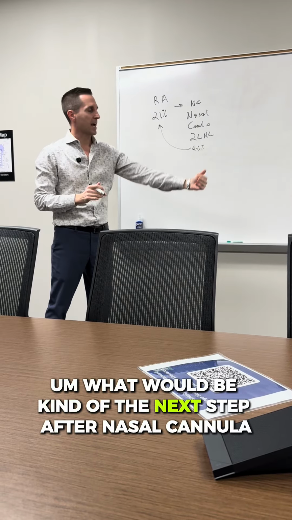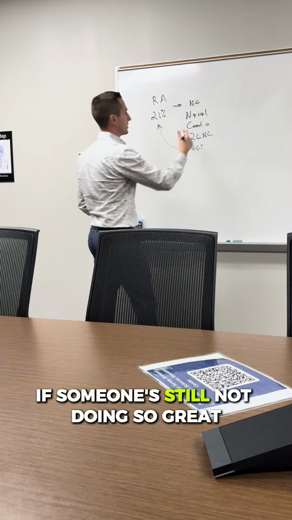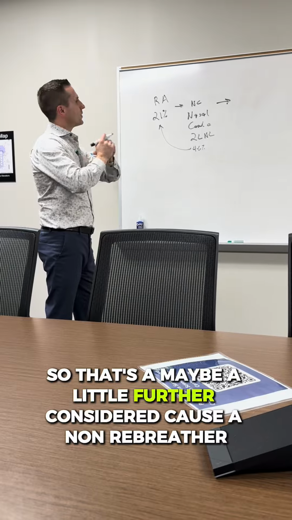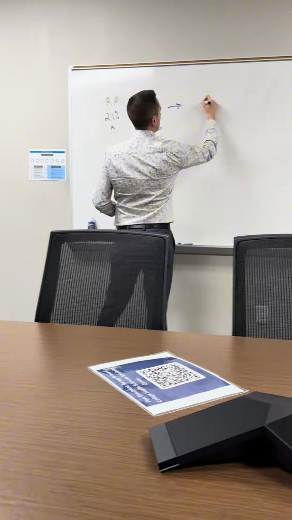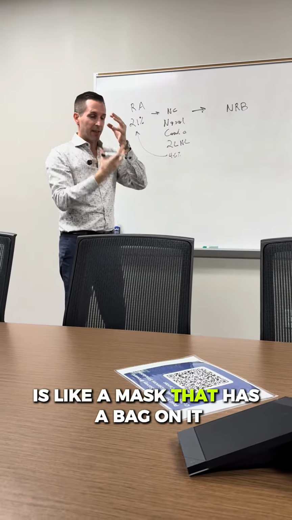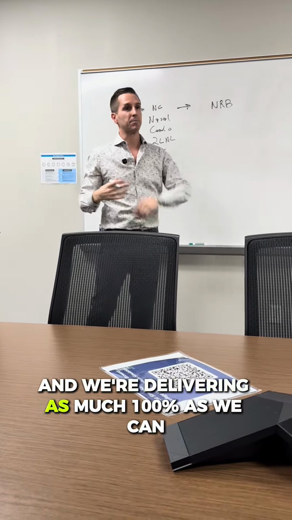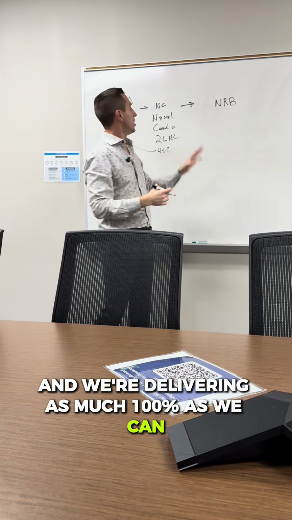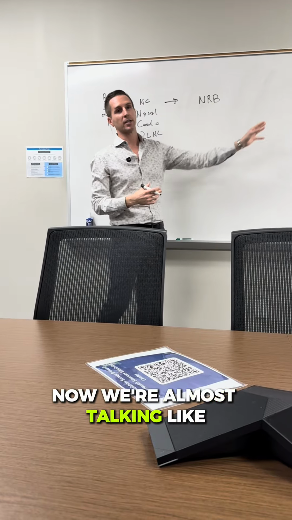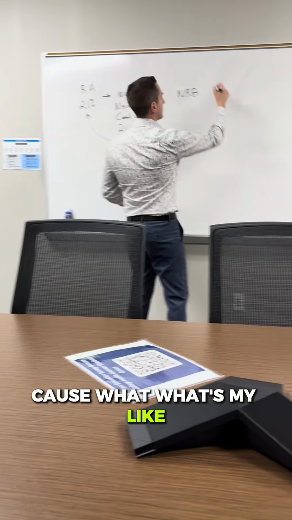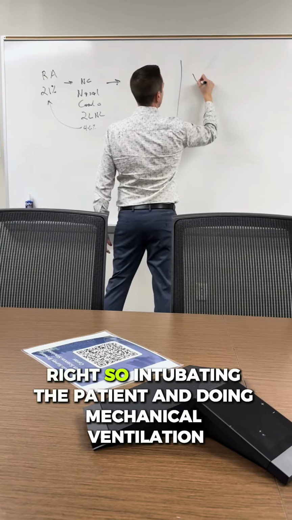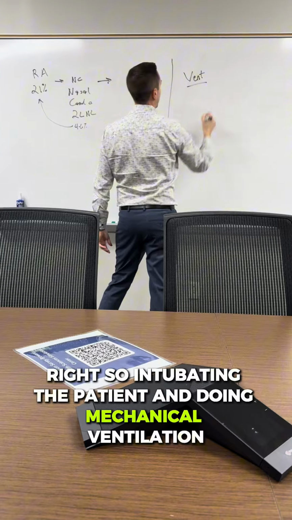What would be the next step after nasal cannula if someone's still not doing so great? So that's maybe a little further considered because a non-rebreather is a mask that has a bag on it and we're delivering as much 100% as we can. So that's a little further down the line, because what's my fork in the road here? Yeah, a ventilator, right? So intubating the patient and doing mechanical ventilation.